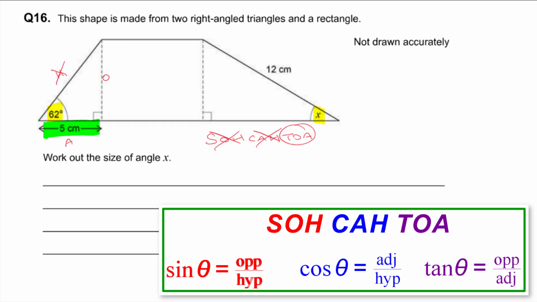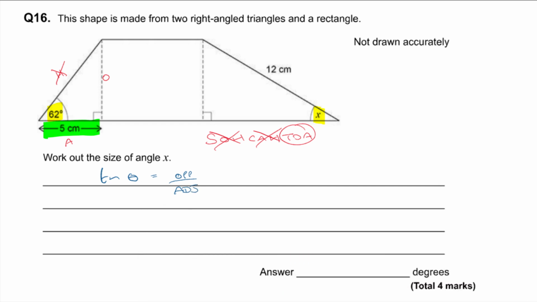So let's write out the tangent. So tan theta is equal to the opposite over adjacent. Subbing in what I know, tan 62 is equal to our opposite. Let's call it H because it's the height of the shape, isn't it? I like that better. So let's call that H divided by the adjacent, which is 5. Okay, so then rearranging that, H is going to be 5 tan 62, isn't it? So H equals 5 tan 62.